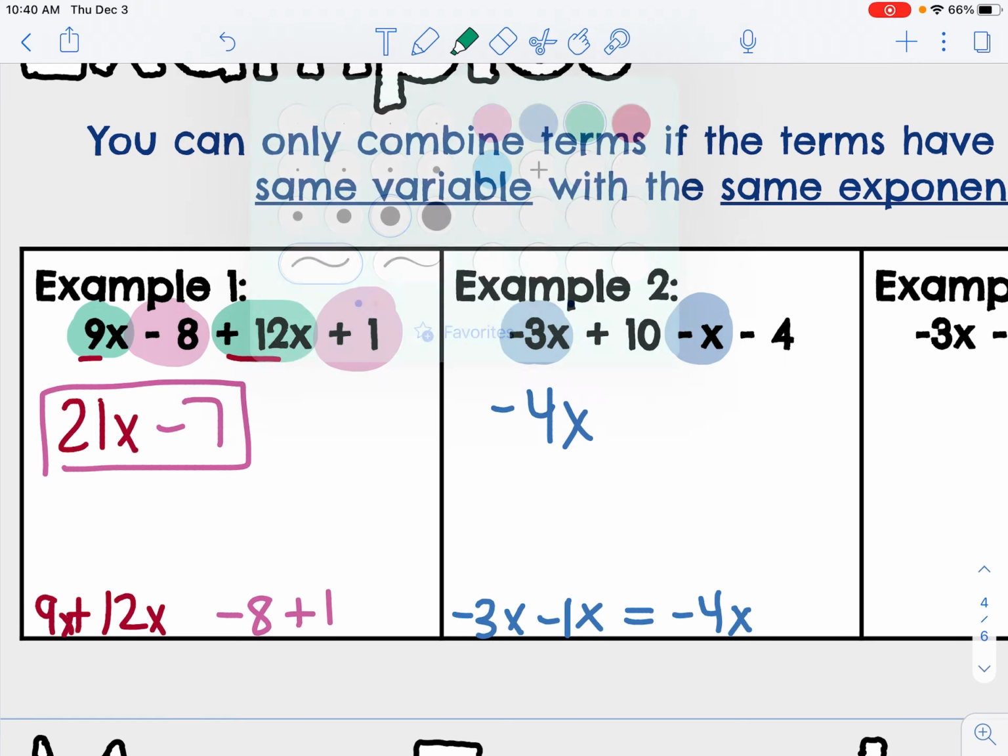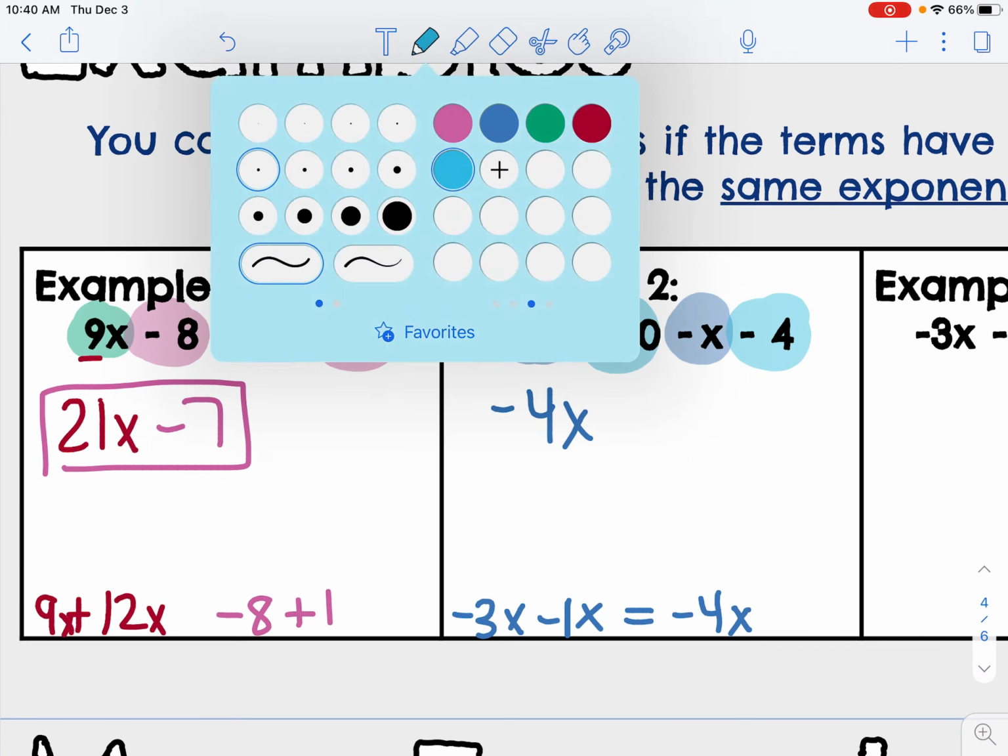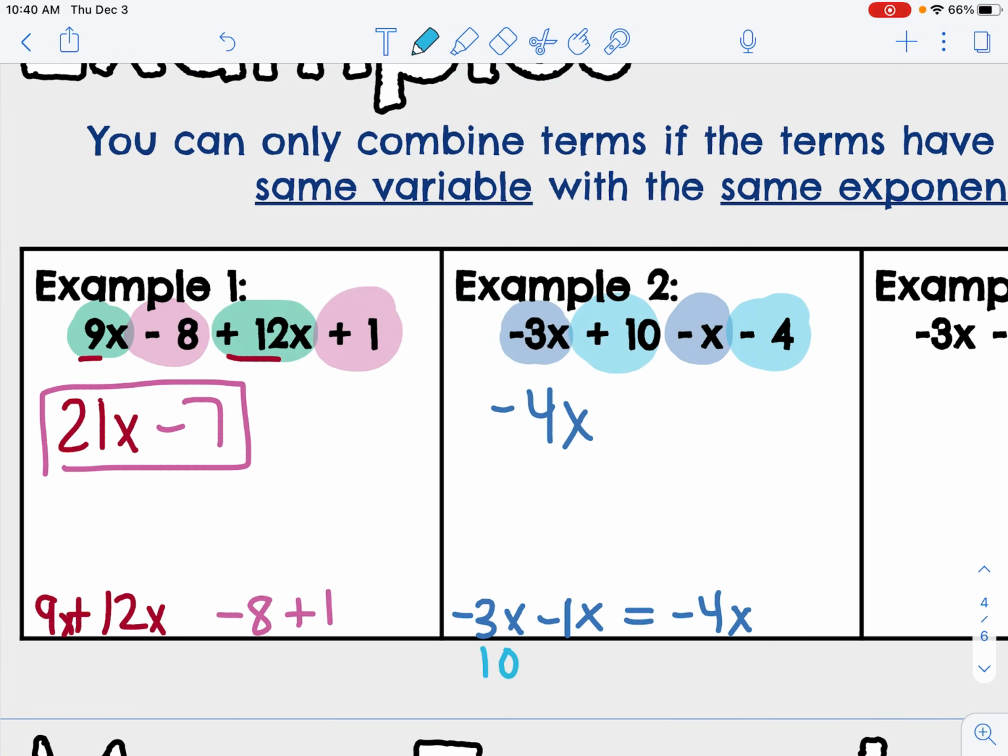The next part we are looking at is the constant terms. They don't have a variable, so everything that doesn't have a variable can be combined. So that would be 10 and negative 4. So we can go down to the bottom and think about that. 10 is the first one, and the sign of the next one is a negative 4. So we can read that as 10 minus 4, which is 6. And that 6 is positive, so when I'm writing it in an expression, I just write plus 6.